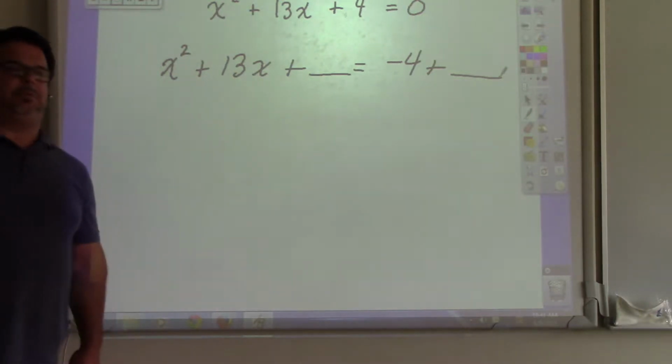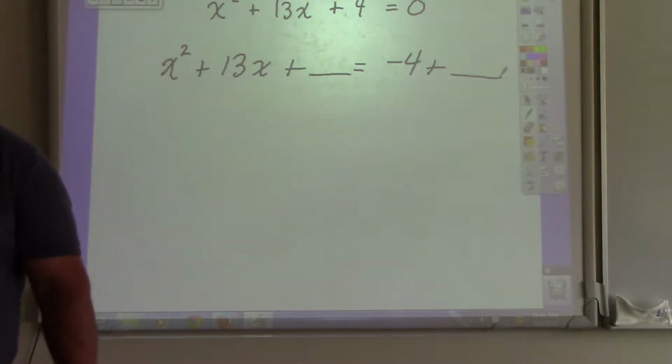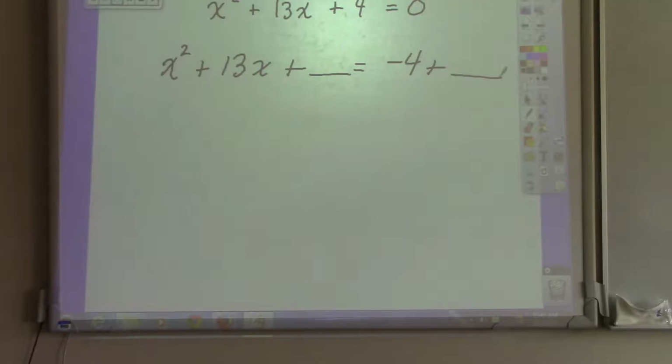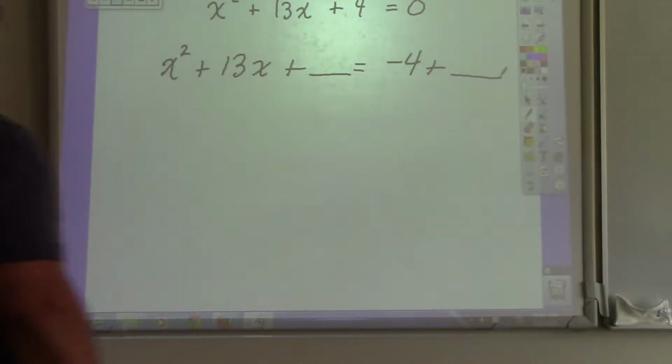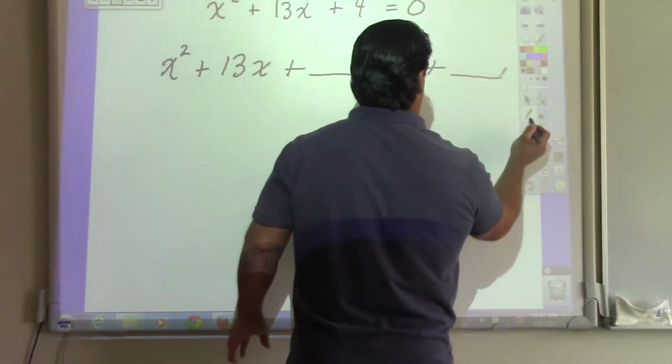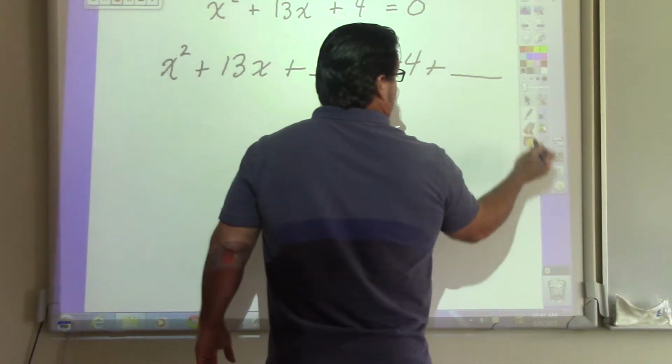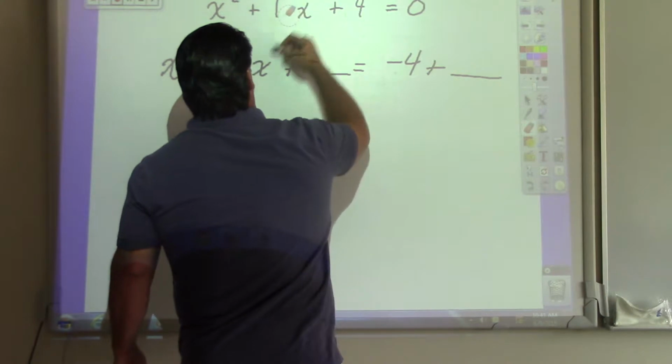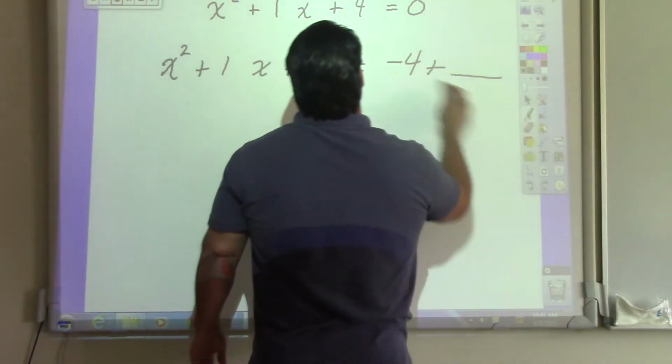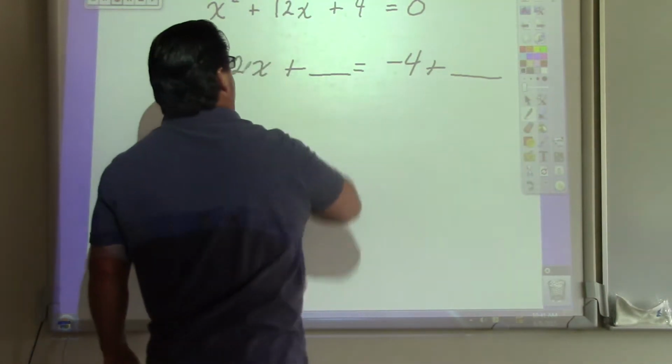Just like I said in number 3 or number 2. Add blanks on both sides. Let me change that to 12. I want to change this to 12 because I don't want to get the cart before the horse. Need an even number there. 12 and 12. There we go.